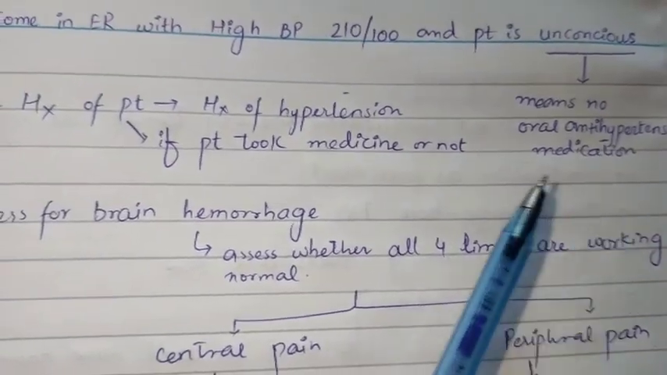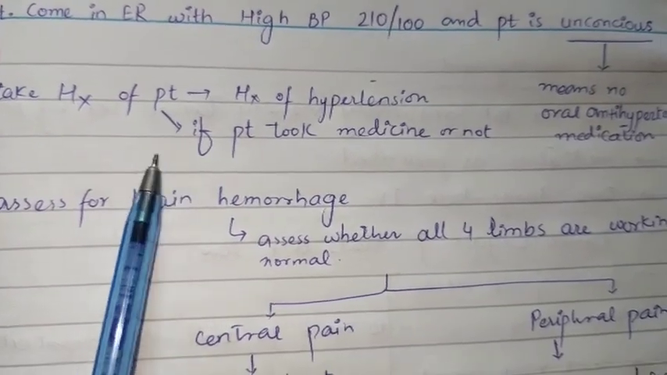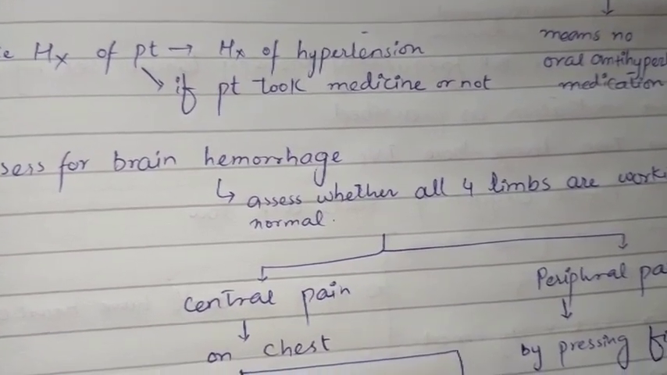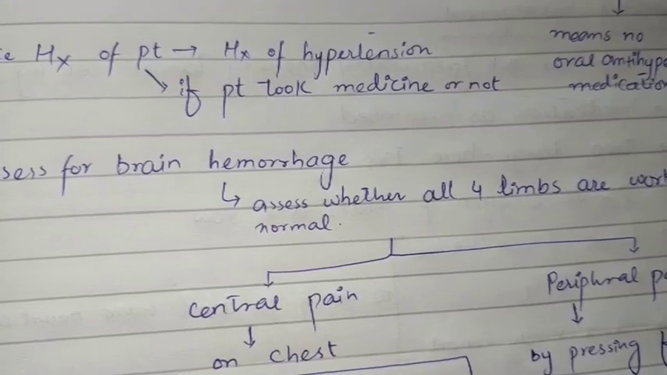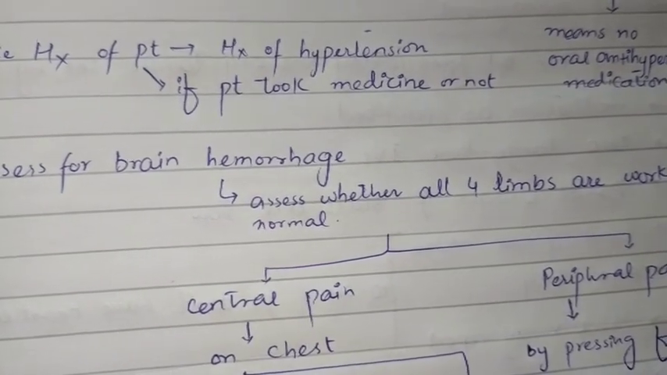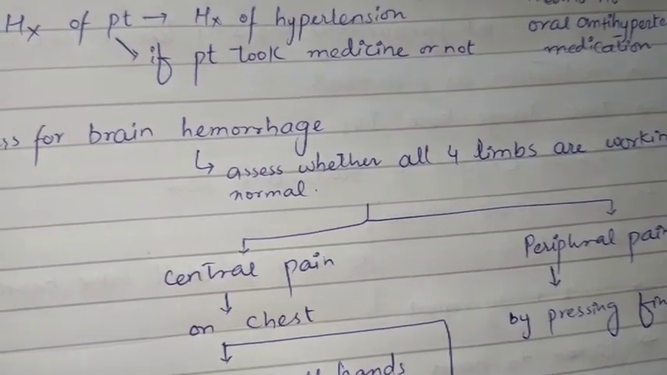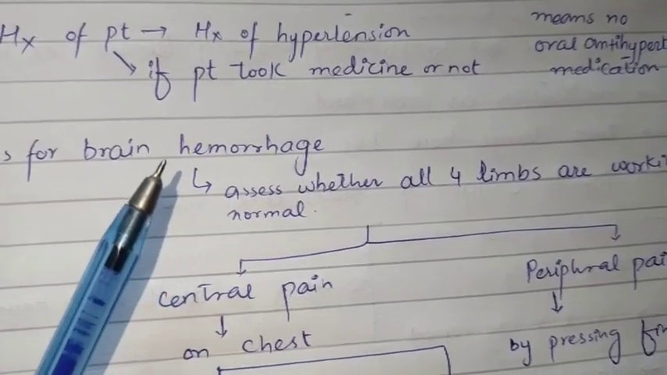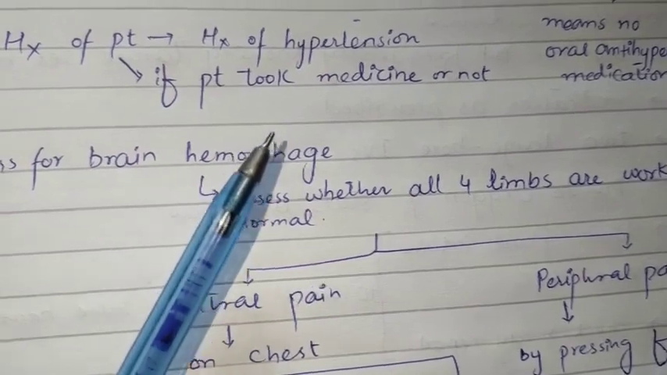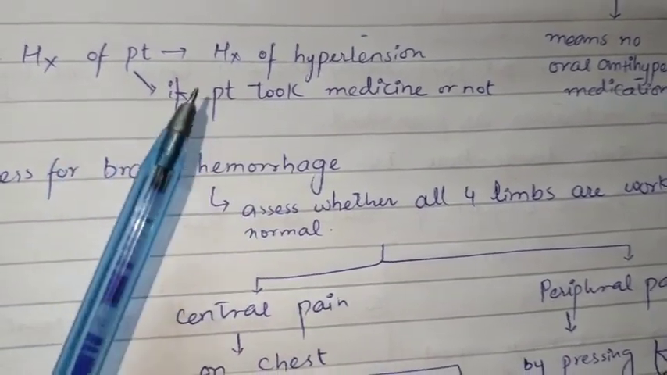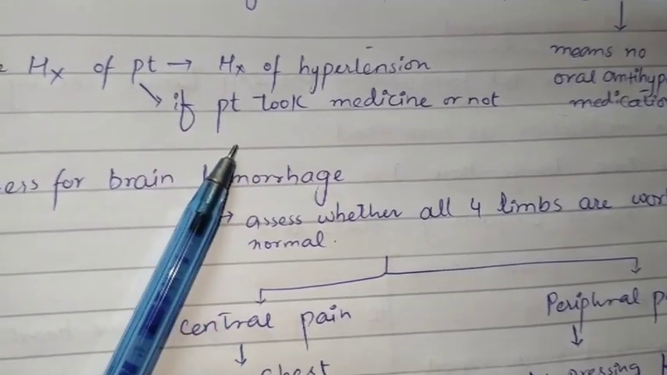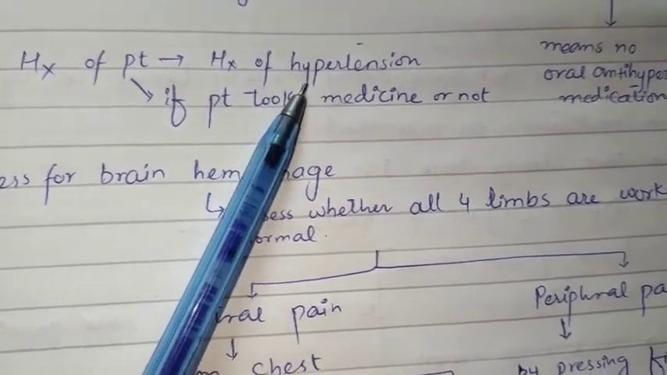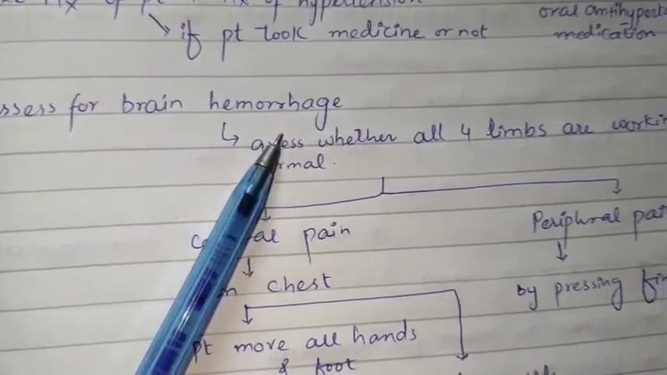So first of all, we have to assess the patient. If the patient is unconscious, then we will take a history of the patient from family or any other person, whether the patient has a history of hypertension. Then we will ask the family member if the patient has taken the antihypertensive medication or not. First thing is this. Then if the patient is unconscious and has a problem of hypertension, then we will assess for brain hemorrhage.